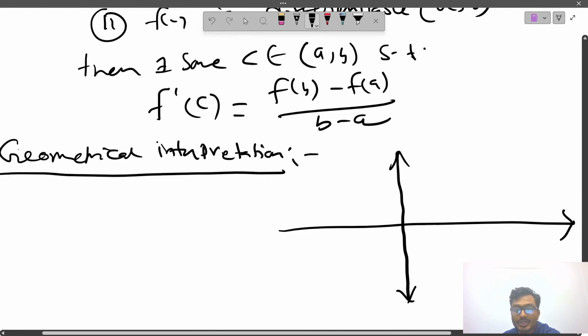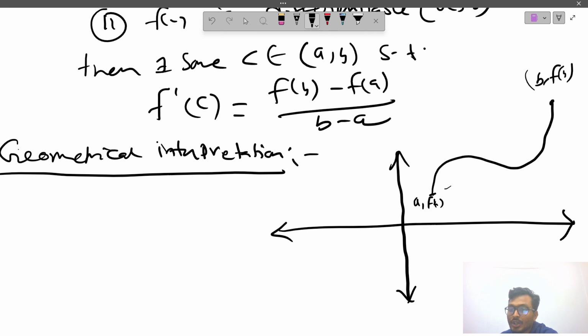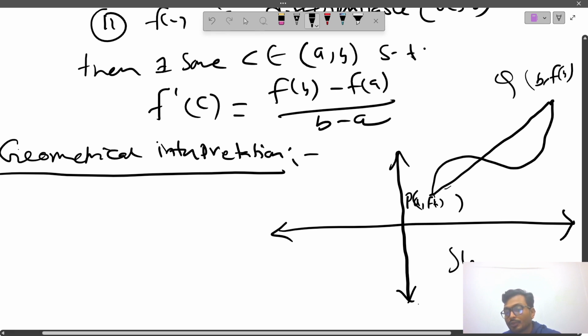So this is our function, suppose like this, right? This is a point a, f(a), and this is our b, f(b). Now we are joining these two points. If we name this P and this Q, what will be the slope of PQ?